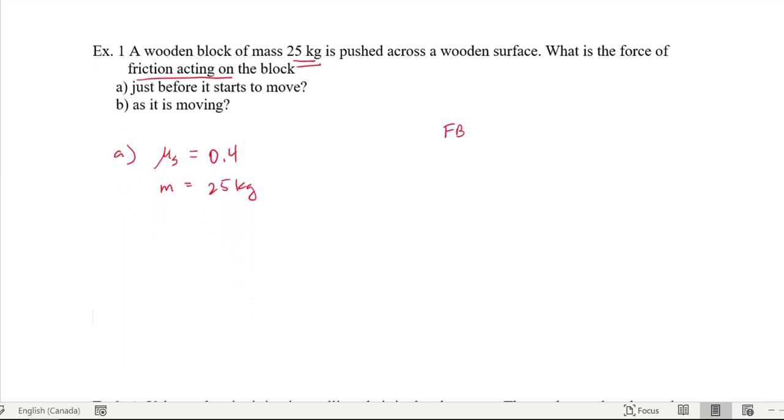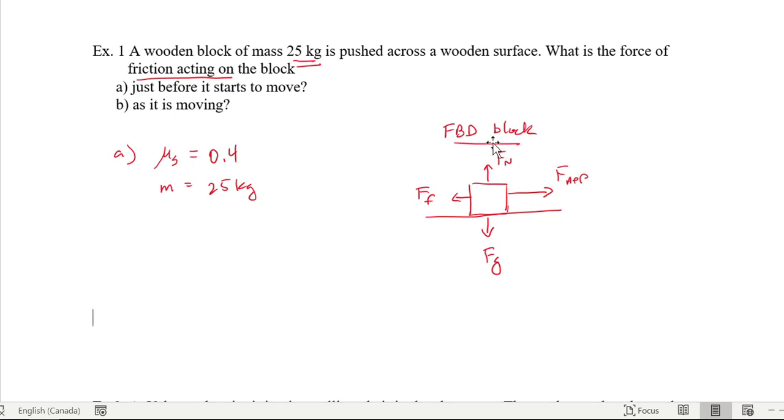So let's draw a free body diagram of the block and see what forces are in action here. If I take a look, of course, it's being pushed, so there must be some kind of applied force. There's going to be a force of friction acting in the opposite direction. It's on Earth, so we're going to have gravity. And it's sitting on a surface, so there's going to be a normal force.